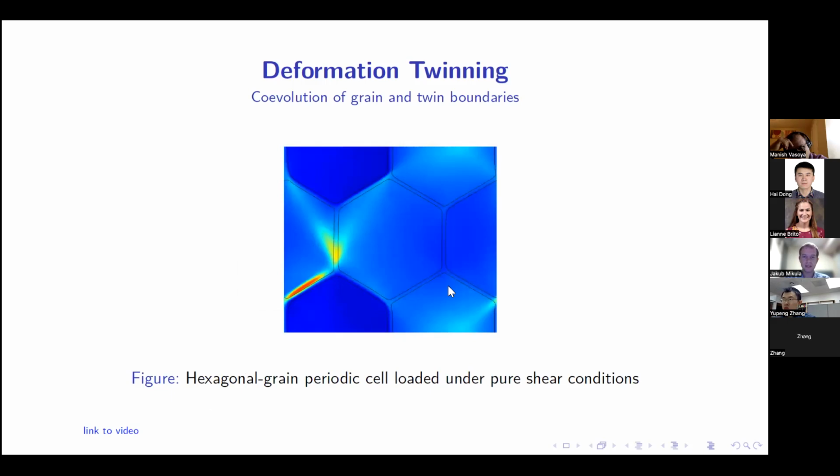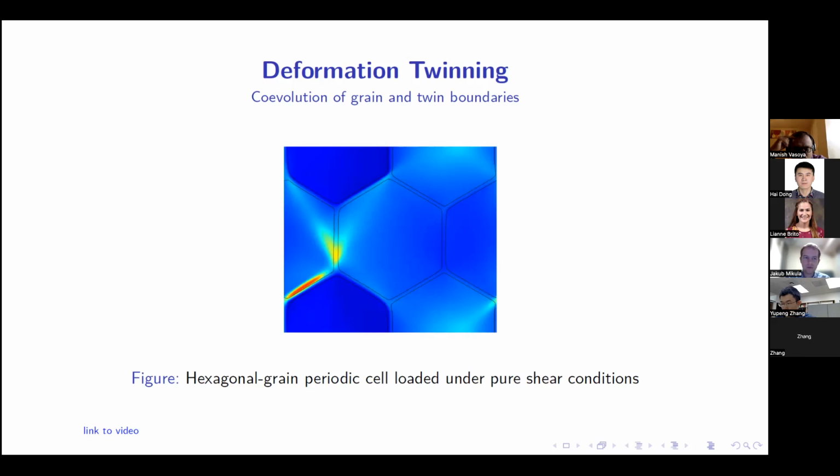Right, so this is it. We apply this loading, and what we see is the formation of deformation twinning simultaneously with the evolution of grain boundaries. I will play it one more time, maybe a little bit slower. As I illustrated at the beginning, we have the formation of deformation twinning that relaxes the strain energy for this particular grain configuration.